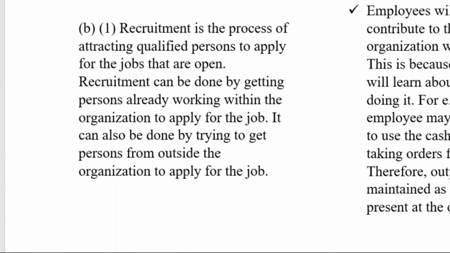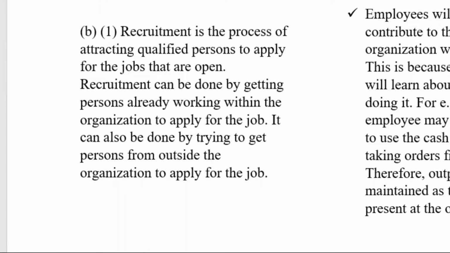So let's look at recruitment. Recruitment is the process of attracting qualified persons to apply for the jobs that are open. Recruitment can be done by getting persons already working within the organization to apply for the job. It can also be done by trying to get persons from outside the organization to apply for the job. So, if there's a vacancy, you want to ensure that the best qualified person will apply for this position. So it's important.